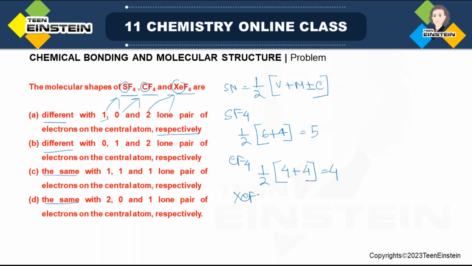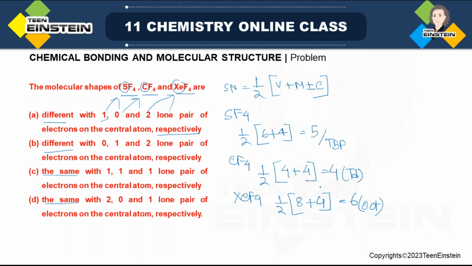And for xenon fluorine, xenon is 8, because it is a noble gas, and if you consider the group, it is 18, last digit is 8, so it is 8, plus 4 is 12, plus 2, so it is 6. So when it is 5, we know it is a total of 5 positions, it is TBP. When it is 4, it is tetrahedral. In short, I have written TD. And for 6, it is octahedral, OCT.